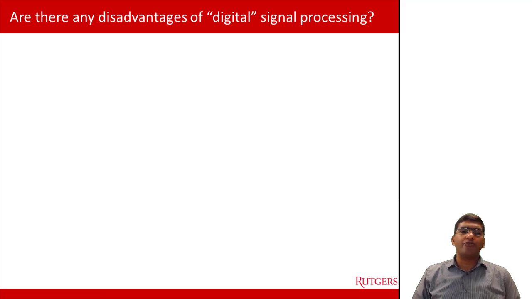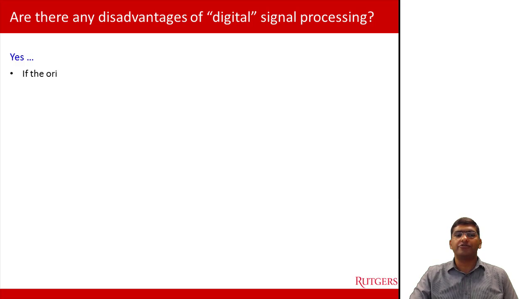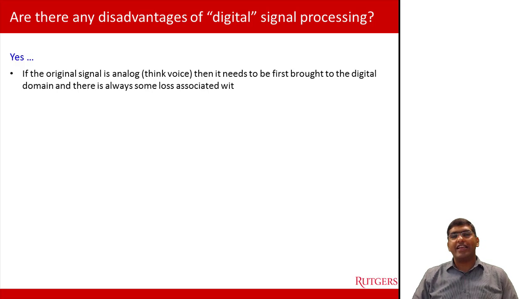Now, a natural question to ask at this point is, are there any disadvantages of digital signal processing? And the answer is yes, there are some disadvantages. The first one is that if the original signal is analog, for example, think of it as voice, then it first needs to be brought to the digital domain, and there is always some loss associated with it. In fact, there is a huge field of signal processing called sampling theory that deals with this loss and tries to minimize it.